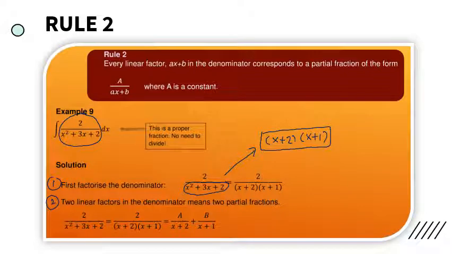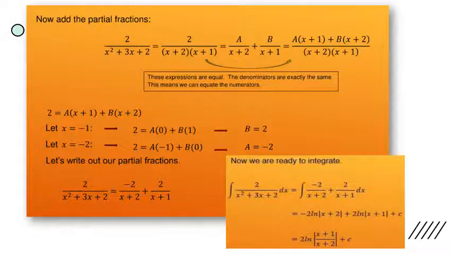So we separate the denominator with 2 partial fractions. Then we get a over x plus 2, which is the first denominator, and the second one plus b over x plus 1, divided by the second denominator. Then we add the partial fractions.